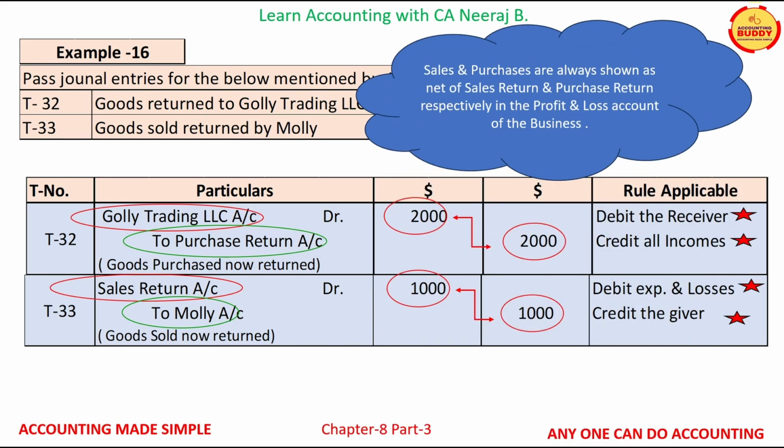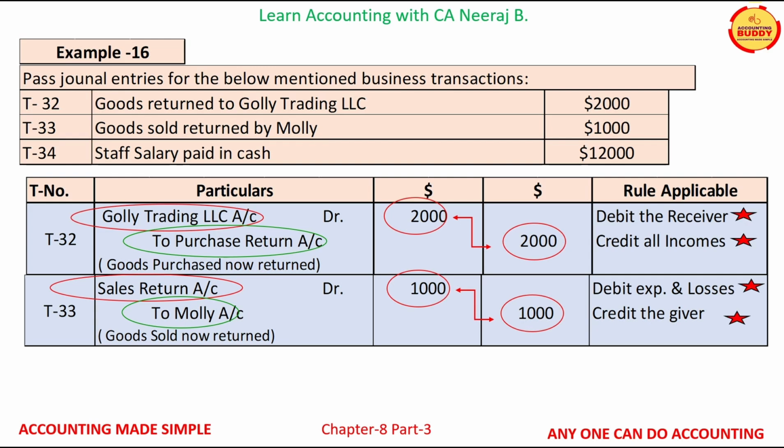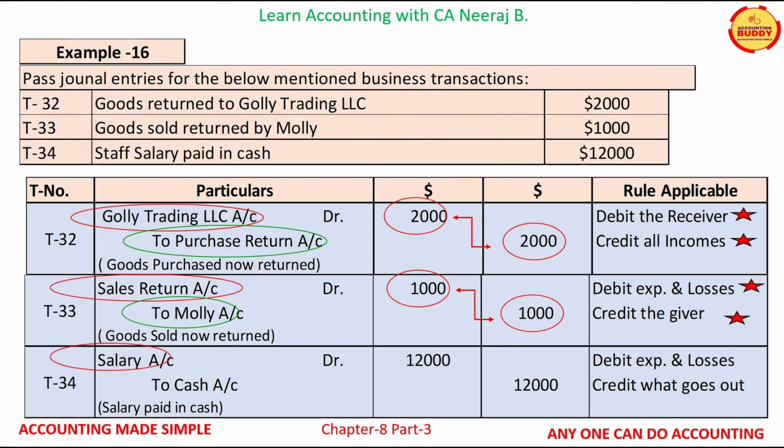Sales and purchase of business are always shown as net of sales return and purchase returns respectively in the profit and loss account. Transaction T34 is salary amounting to $12,000 paid in cash. The two accounts affected are salary account and cash account. Salary is an expense account and the rule for expense account is debit all expenses and losses. Cash is a real account and the rule for real account is credit what goes out. Therefore, this transaction is recorded for $12,000 by debiting salary account and crediting cash account.